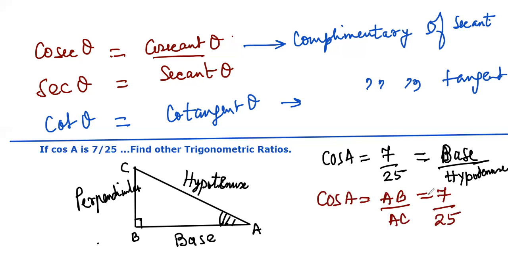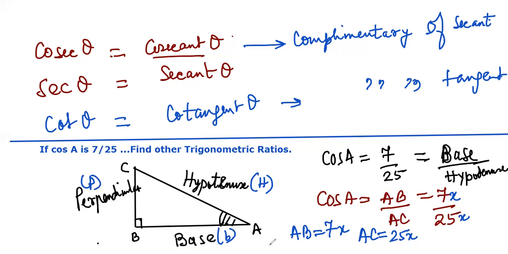But I cannot write AB equal to 7 directly because it's a ratio. So I must put an x over here and x over here. So now I can obviously write, children, that AB equals 7x and AC equals 25x. Because this is your hypotenuse, this is your base and this is your perpendicular, our main aim over here is to find out BC, that is the perpendicular.